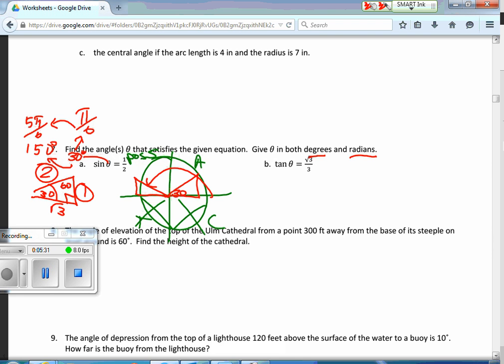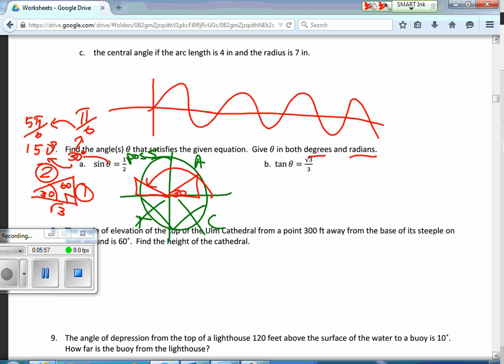No, it's a good question. You know what? It does not say here we should limit it to between 0 and 2 pi. I was assuming that, but now that I look at the directions, it does not say that. So since it doesn't say that you have to limit yourself, technically there's an unlimited number of answers, because remember, sine goes like this, and it goes forever. So there's a zillion answers. So you make a good point.